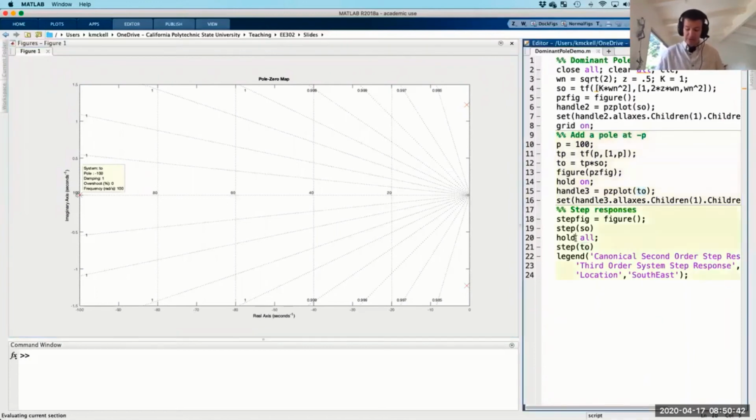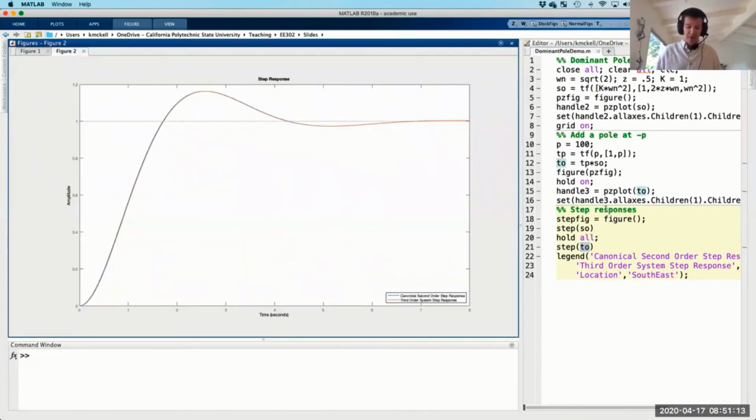What I want to do is use MATLAB to calculate the step responses for both of these systems, the second order system and the third order system. Remember, the second order system has no idea where this third pole is, and the third order system has all three poles active in it. Before I run this, I want you to stop and think how these two step responses will differ. And if your answer was not by very much, then you and I are on the same page.